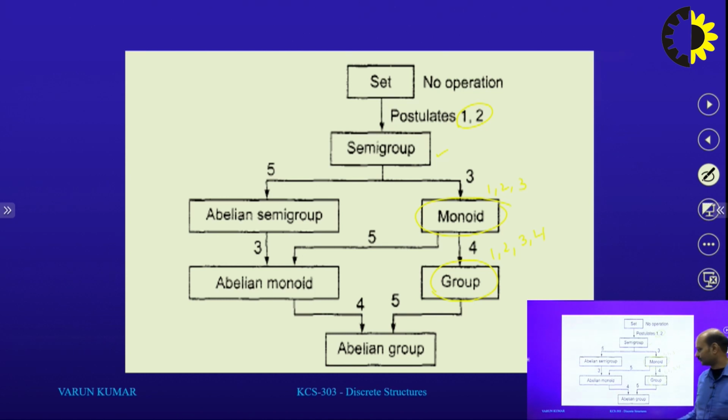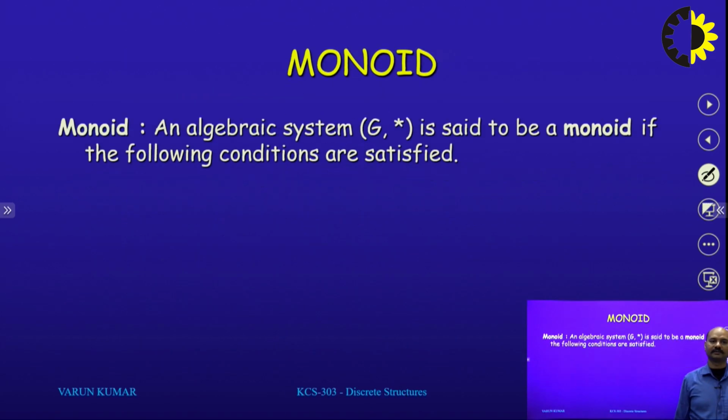And the word abelian means property number 5, that is commutative. If a semigroup follows the commutative property, it will become an abelian semigroup. It means property number 1, 2 and 5. And what is an abelian monoid? An abelian monoid is a monoid which is commutative in nature. A monoid follows the property number 1, 2 and 3, and if it follows the property number 5, that is commutative, it becomes an abelian monoid.